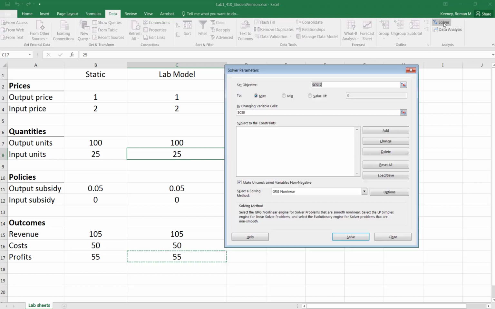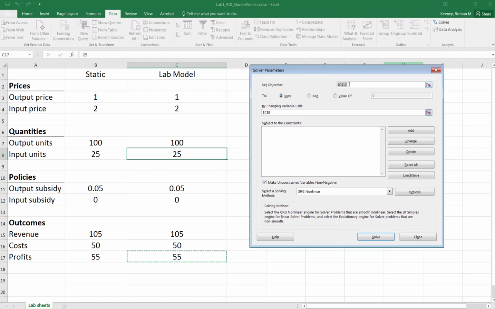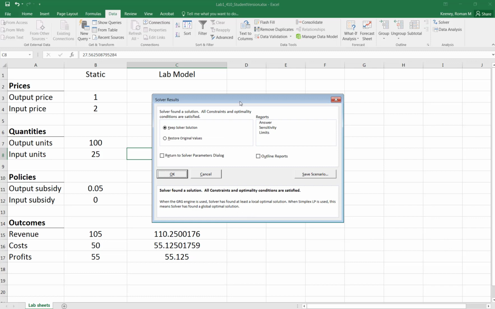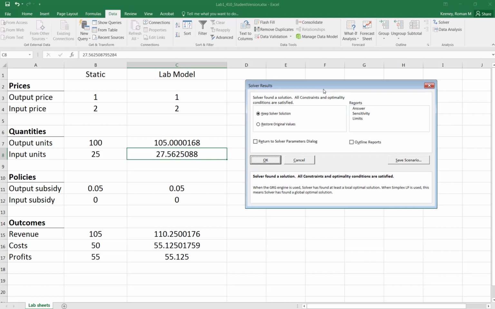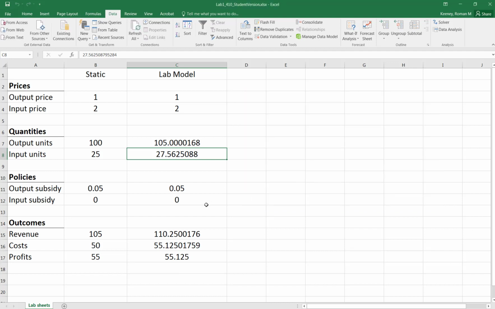And so we click on Solver again. We keep the same setup. C17 is the profit, C8 is the input choice, maximization is the direction we want. So we click on Solve, and now you can see that we have confirmed the supply increase prediction. So what happens? I'm going to just keep that Solver solution.